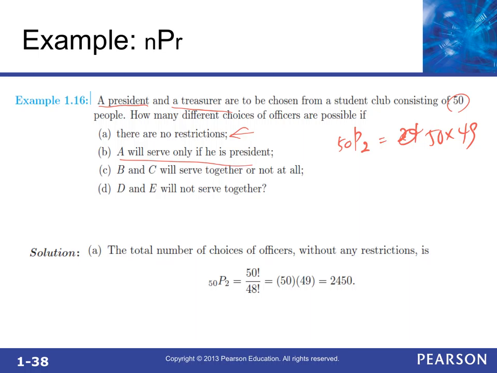The second case is a little bit tricky, and in this case, the condition is that student A will serve only if he is the president, which means that if he is selected as the president, there are 49 possibilities that a treasurer is selected from the remaining people. And there is another case that A is not selected as the president, so he will give up, and we have to select 2 positions from 49 people. So that should be this one, so we will have some number.